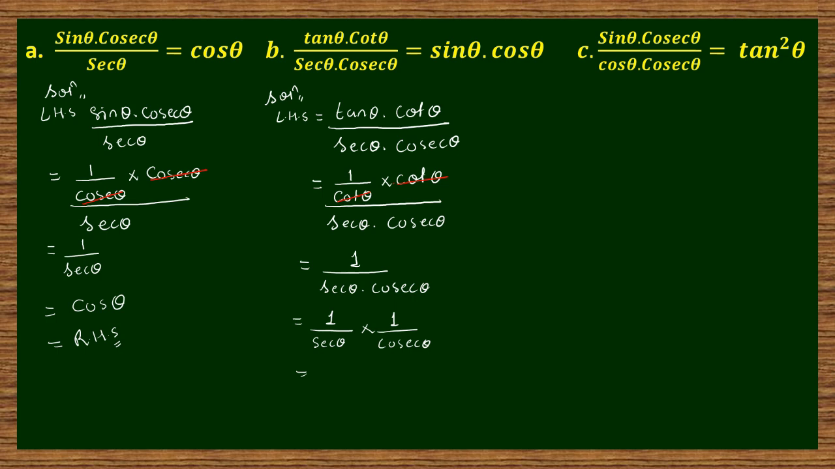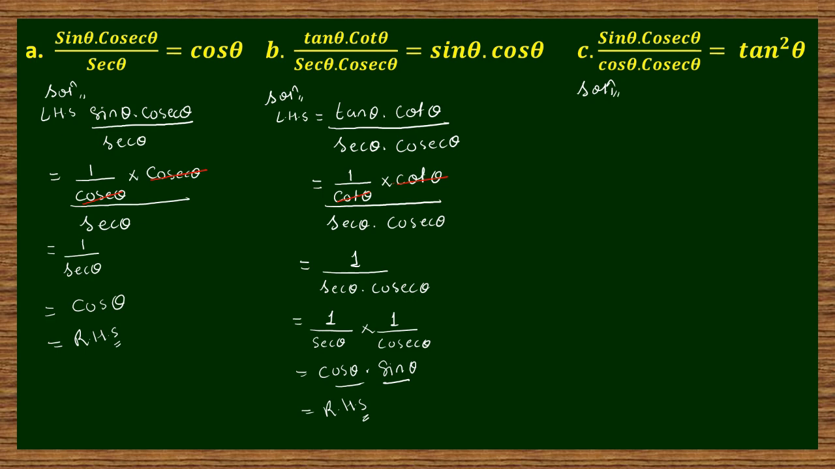1 by sec theta is equal to cos theta, and 1 by cosec theta, which we derive from sin theta, is again sin theta. So 1 by cosec theta is equal to sin theta, and this is our remaining answer, that is equal to RHS. Okay, so the question is very simple. So again let's come to question number C, that we have sin theta into cosec theta divided by cos theta into cosec theta. So we can write the solution here.